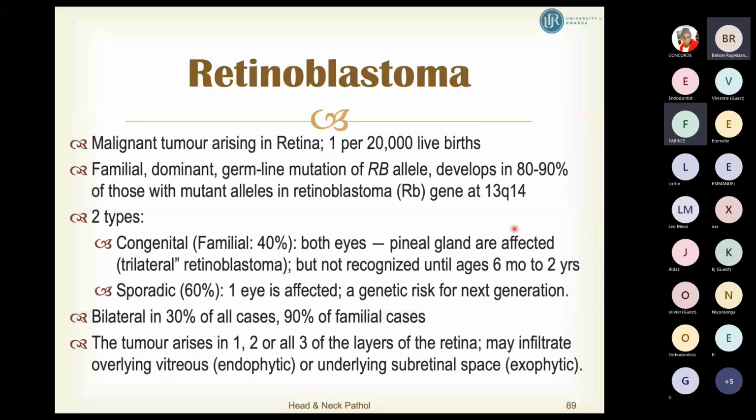So germline mutation of the RB1 gene develops in 80% to 90% of those with mutant RB1 in retinoblastoma. The gene is at chromosome 13, long arm, region 1-4. So we have two types, a congenital or familial one.